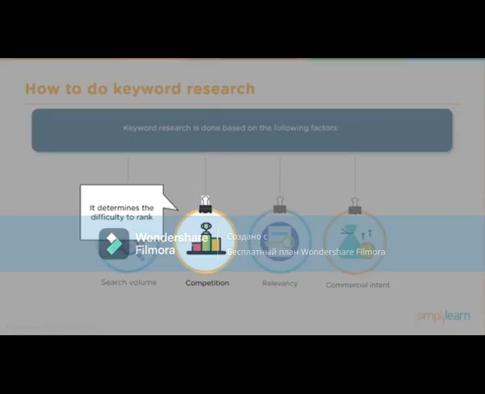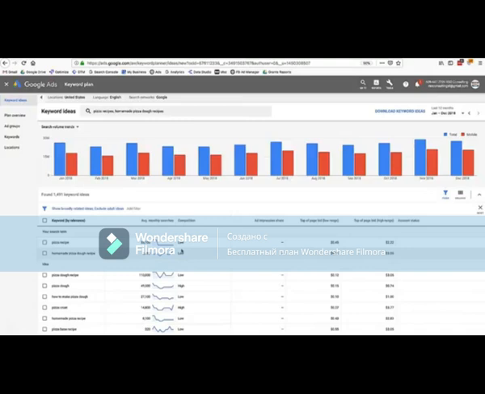We also need to look at competition. Google's Keyword Planner gives us a high, medium, or low in terms of the competition. But if you're somebody who wants to get a better sense of what the competition is, and you should, because competition is a key component in choosing keywords, what I want to do is get a sense of how many people are actually optimizing for that keyword.